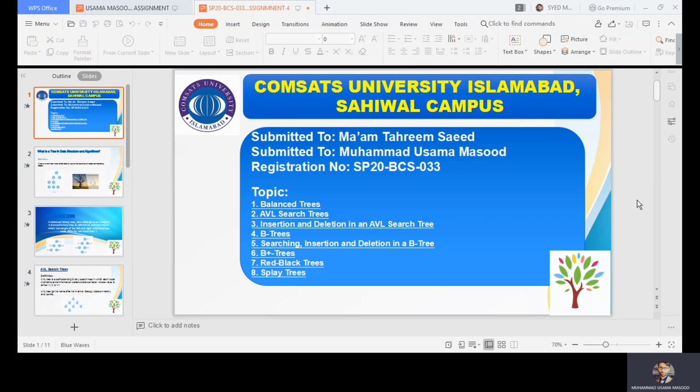We have a variety of trees here, which we are going to study in data structures and algorithms. We will discuss some of the advantages and some of the disadvantages, which will be mentioned in these slides, and we will see which tree is better for searching and for insertion purposes. So let's get started and look at the slides.